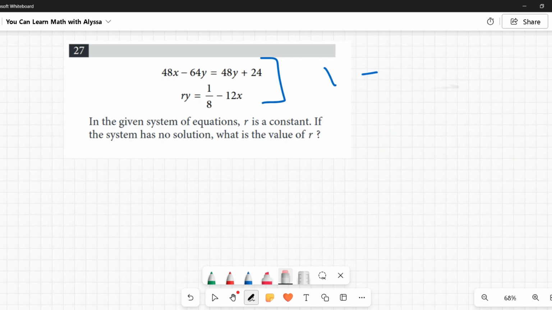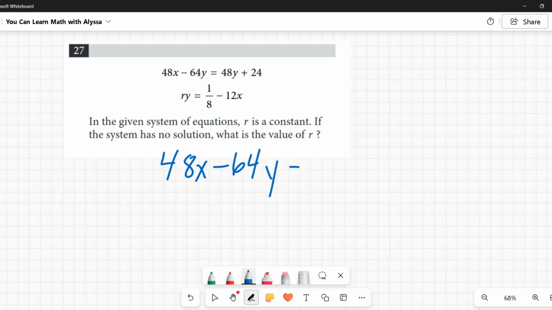So let's put both of these into y equals, and then everything else on the right, format, and we'll have our slopes. So our first one, our top equation, 48x minus 64y equals 48y plus 24.